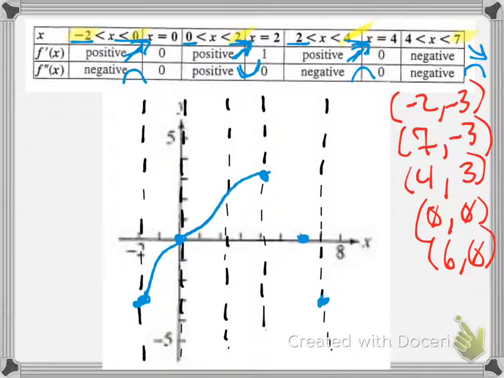Awesome. And from 4 all the way to 7, it is going to be decreasing and concave down. So you should have something that looks like that. And that's how you sketch a curve, only given the characteristics and a table.